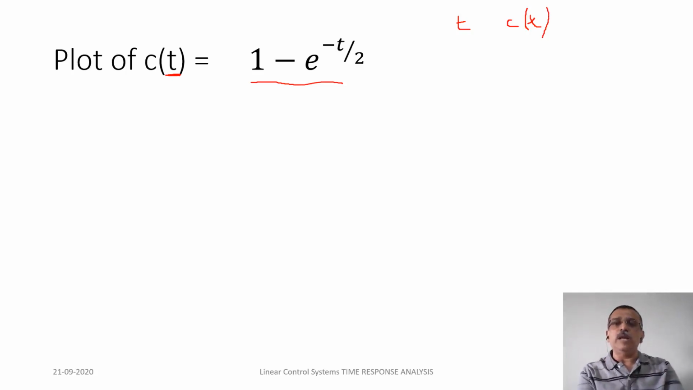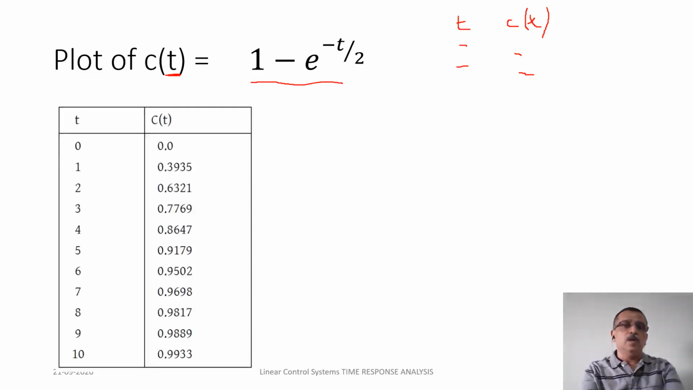So you put some value for t equal to 0. What will be this? 1 minus e power 0, it will be 0. You will get a value here. Then you put some other value for t, you will get another value. So I have done this for you. Do it on your own. You have a calculator, you do it and check the answer. When t is 0, it is 0.0. When t is 1 second, it is 0.3935. When t becomes 10 seconds, C(t) becomes 0.9933. So it's almost 1. And you can see that once t becomes 8, there is not much change in this.